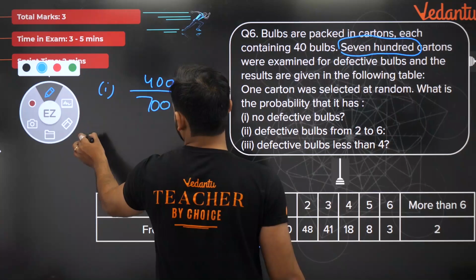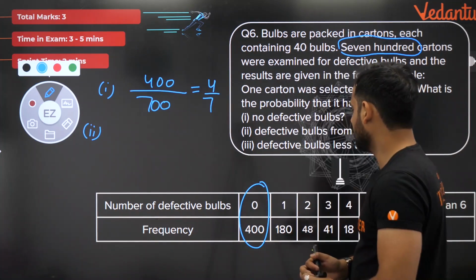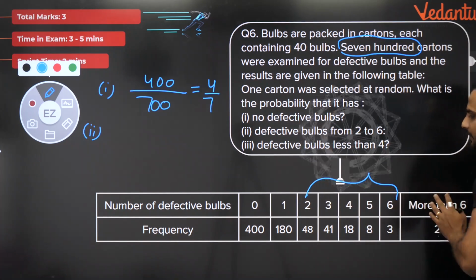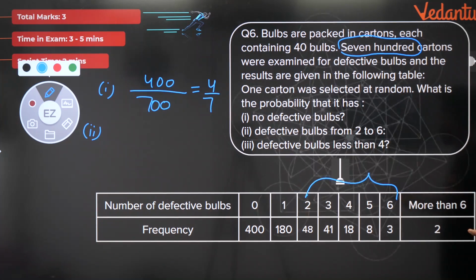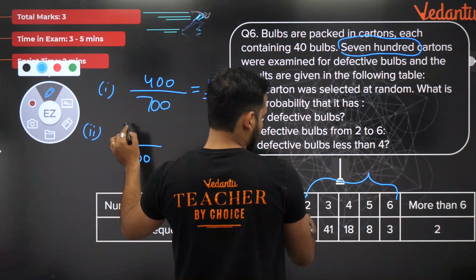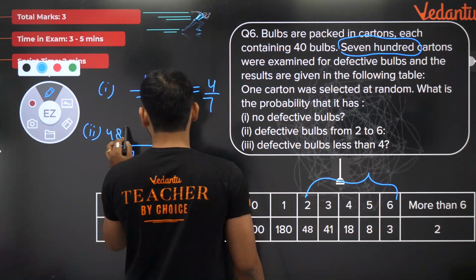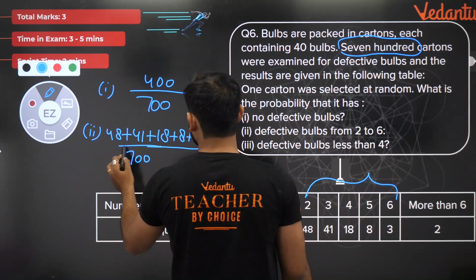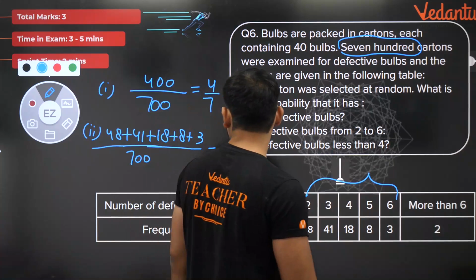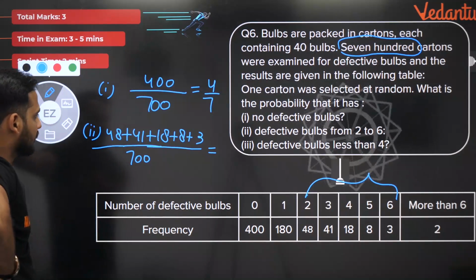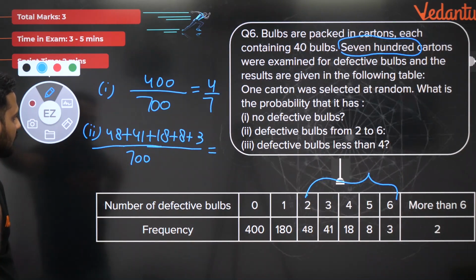Defective bulbs from 2 to 6. What does from 2 to 6 mean? The number of defective bulbs can be 2, can be 3, can be 4, can be 5, can be 6. So I can say the total cartons are 700, and the number of cartons with 2 defective bulbs are 48 plus 41 plus 18 plus 8 plus 3. Add all of this and divide it by 700. So what you'll be getting: 41 plus 3 is 44, 44 plus 48 will be equal to 92.